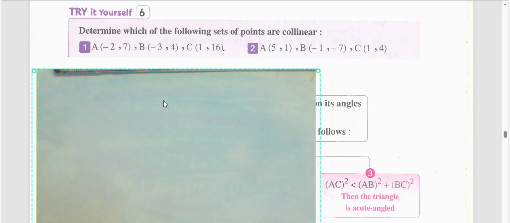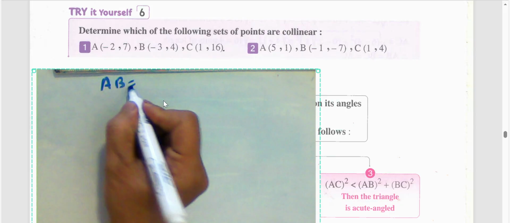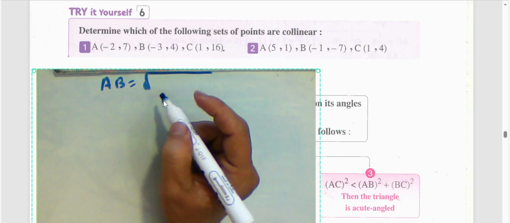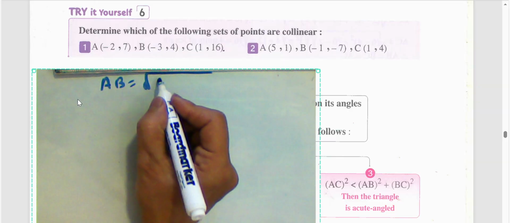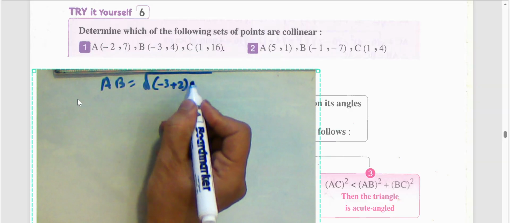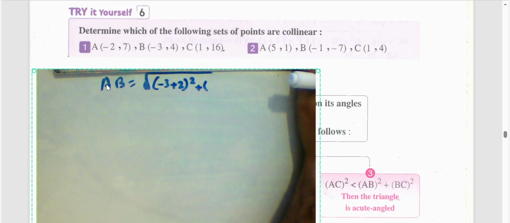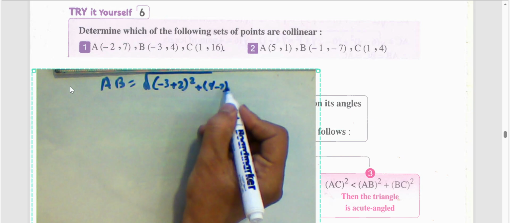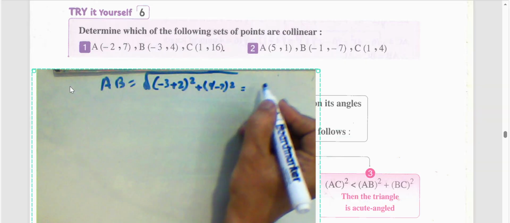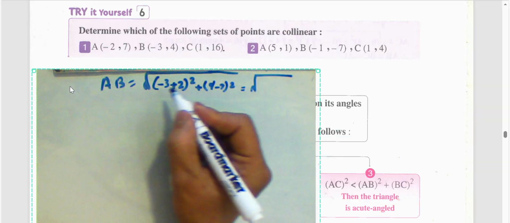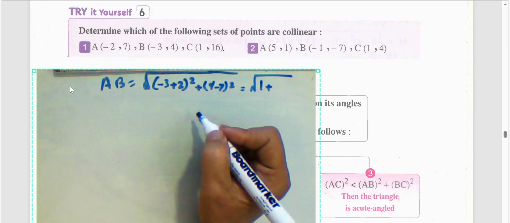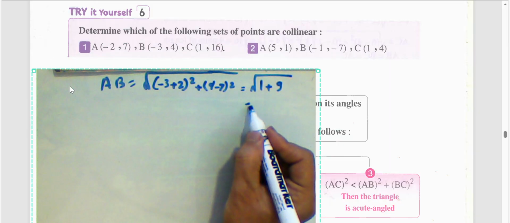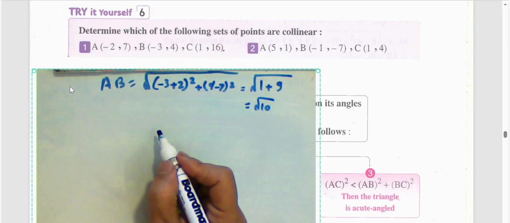First dimension, AB, by using the rule. Look at here, negative 3 minus minus 2, so we have negative 3 plus 2, all power 2, and 4 minus 7, all power 2. Then we have the square root of: negative 3 plus 2 is negative 1, power 2 is 1; 4 minus 7 is negative 3, power 2 is 9. The result will be square root of 10.